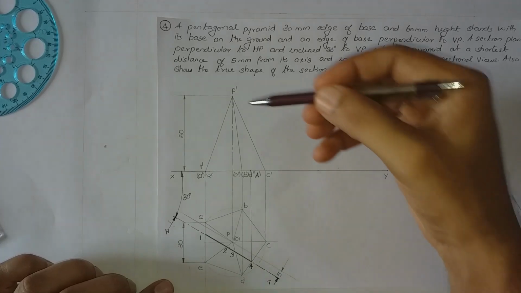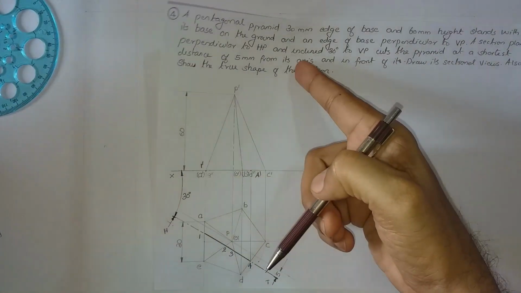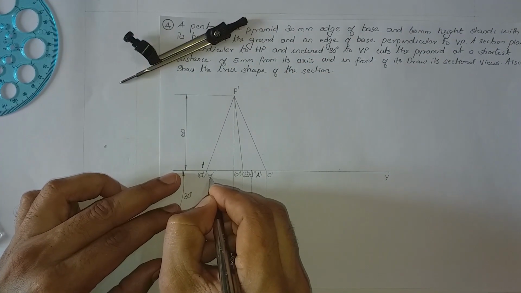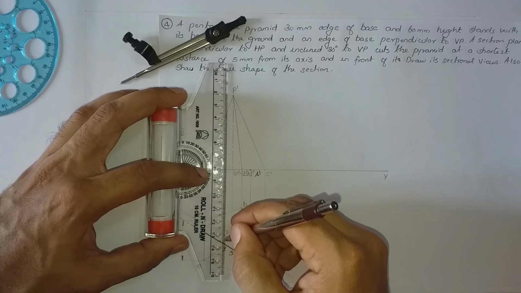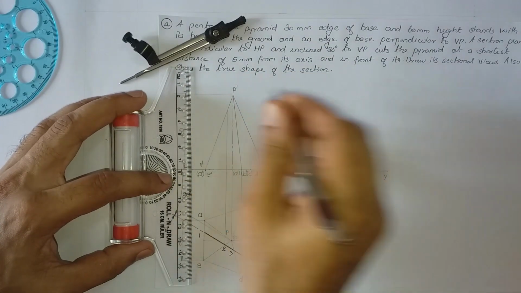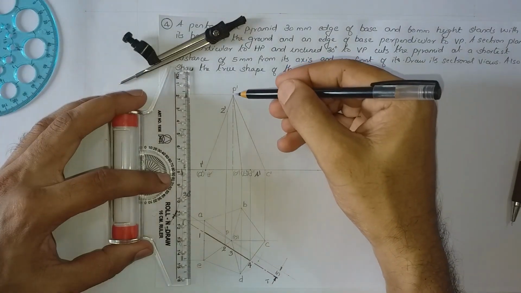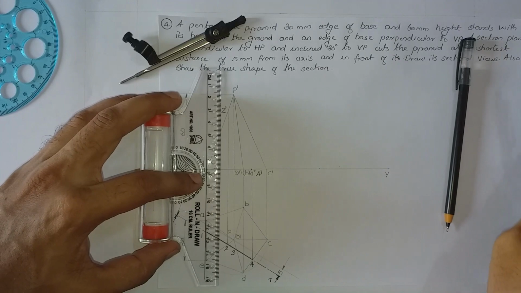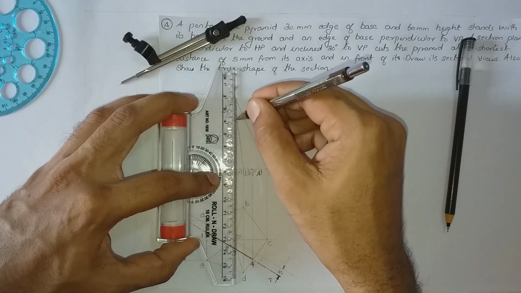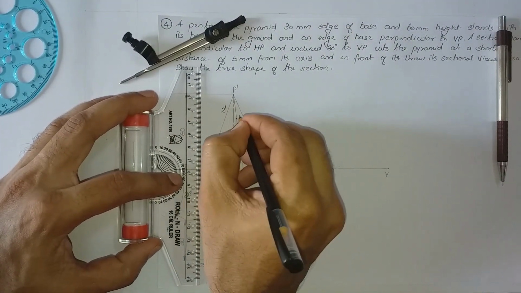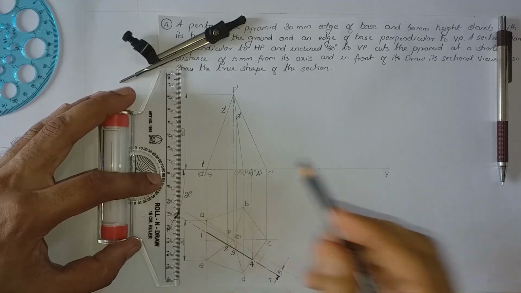Let us transfer 2 and 3 to the front view. 2 is on slanting edge PE. So this is P dash, E dash in the front. So this point is 2 dash. Three is on PD. So this is P dash, D dash in the front view. So let us transfer it. So this point is 3 dash. So after obtaining 1 dash, 2 dash, 3 dash and 4 dash, now we have to join 1 dash, 2 dash, 3 dash, 4 dash, 1 dash using thick lines.